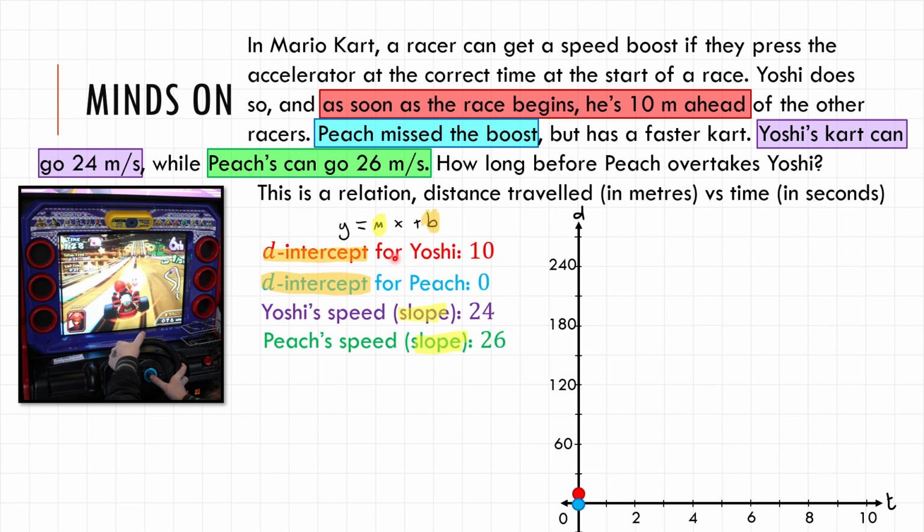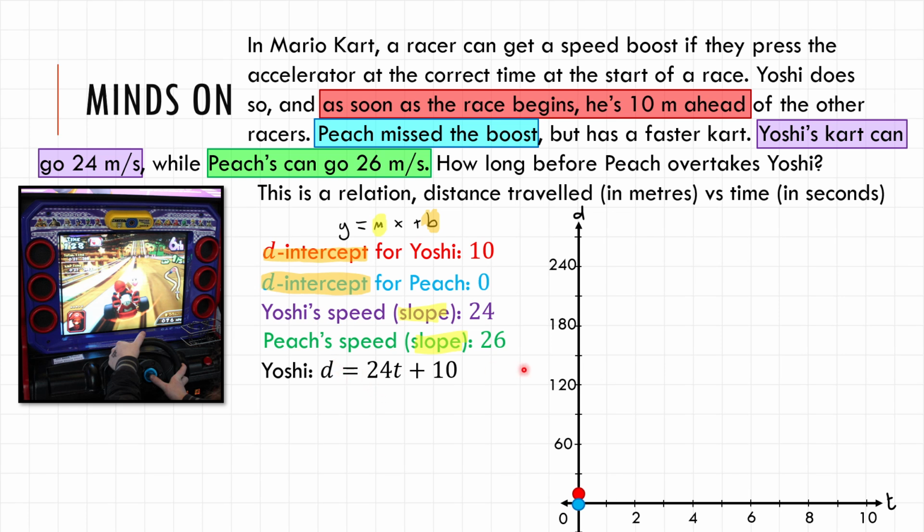So what are their equations going to actually end up looking like? For Yoshi, it's going to be Yoshi's distance is equal to 24 times t plus 10. We can see right over here, there we go, that's our d-intercept of 10. And then 24t, that is the slope.